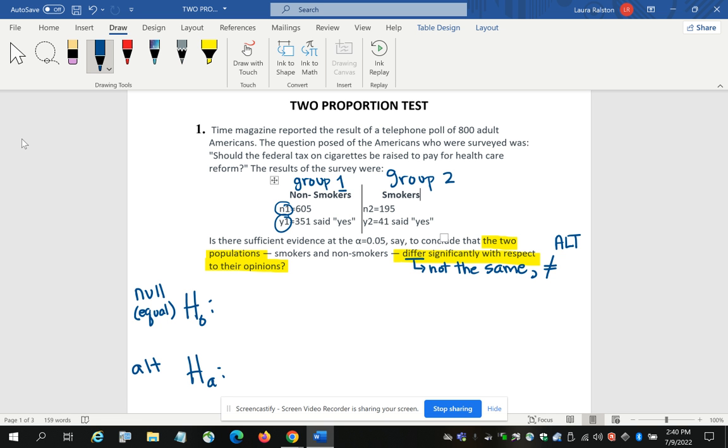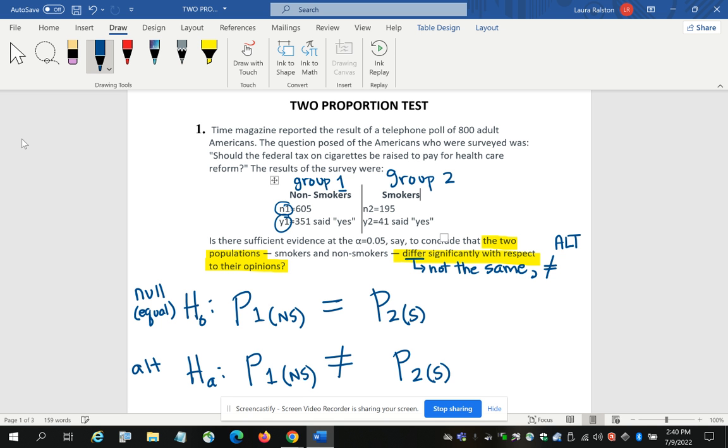Okay, so we're going to compare the proportion of group 1, which is your non-smokers, to the proportion of group 2, which is your smokers, and we're saying that they differ, which means they're not the same. So the proportion for the non-smokers does not equal the proportion for smokers. The null is going to be the exact opposite, and we know that the exact opposite of not equal would be that they are equal.